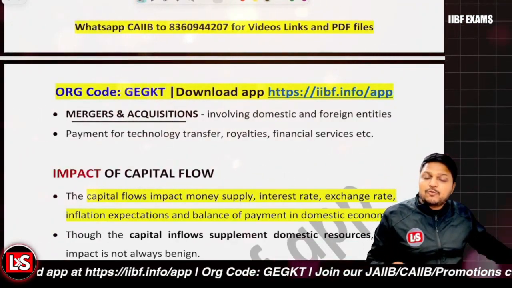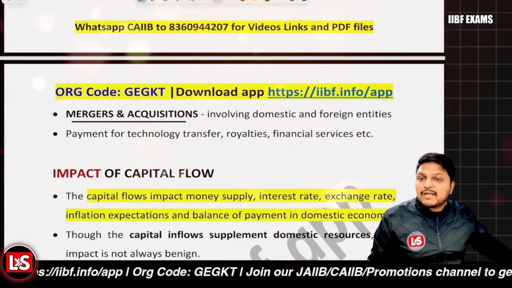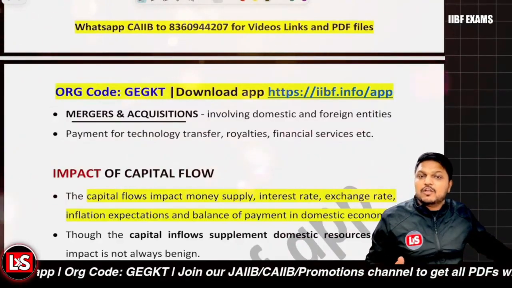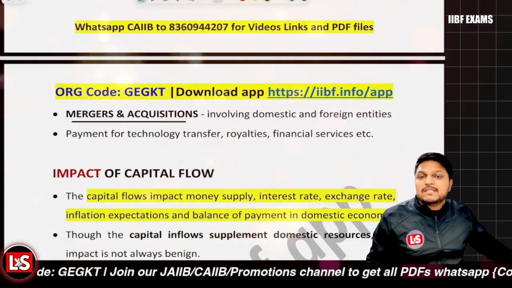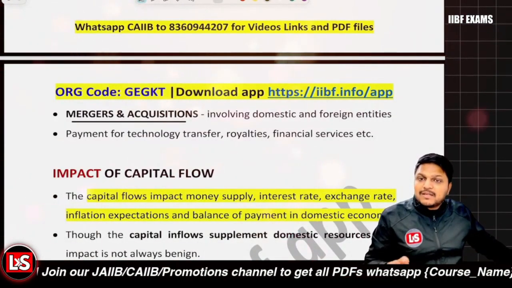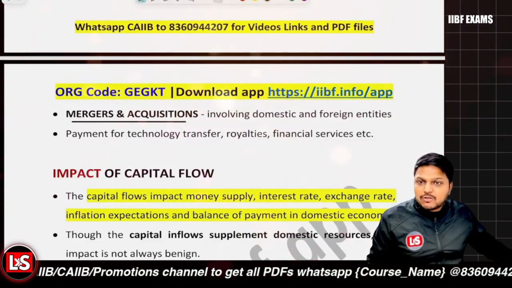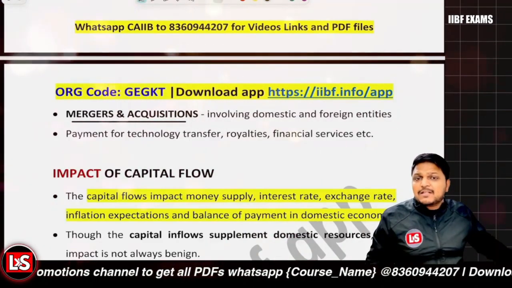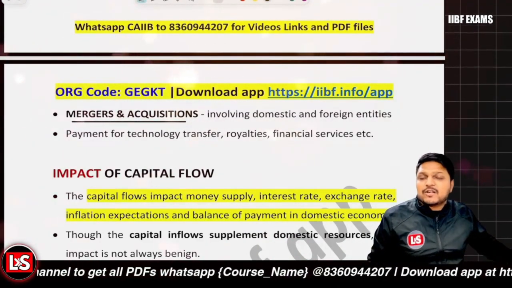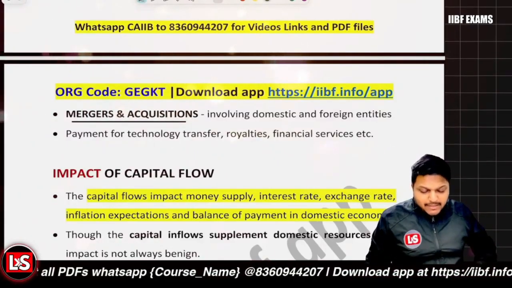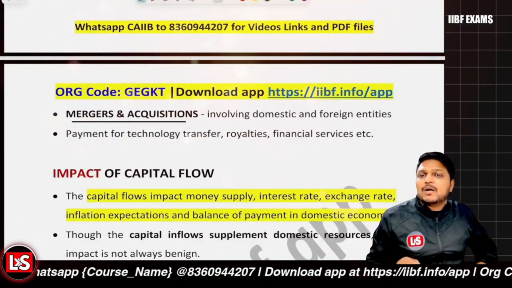Let's say capital flows through cross-border mergers and acquisitions, like foreign companies acquiring domestic firms or domestic companies acquiring foreign businesses, or there is a strategic partnership between international corporations. These are there to promote business expansion and global integration. But that also amounts to a capital account transaction.